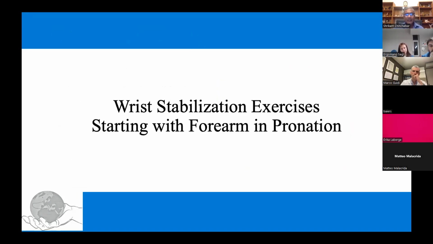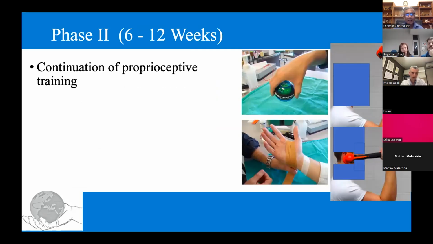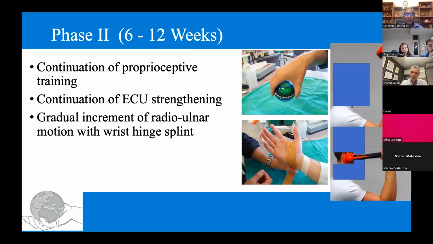So wrist stabilization now transitions into pronation. We continue with the proprioceptive training in this position. We continue with ECU strengthening, especially, and then gradual increment of radioulnar motion with the wrist hinge splint. So we identify at what level of radioulnar motion patients often demonstrate the clunk. And then after we have provided these patients with the wrist hinge splint, we'll progress these patients to certain functional tasks and then go on to strengthening over time.